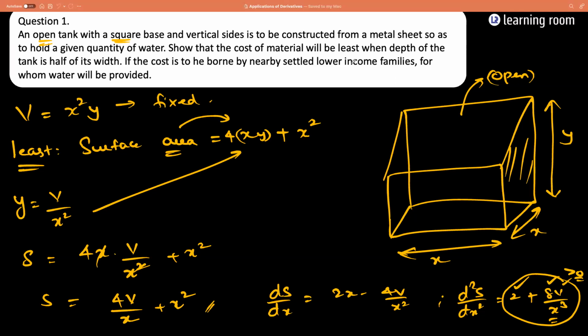So if I take this and substitute it, what do I need? Show that the cost of the material will be least when the depth of the tank is equal to its width. So y should be equal to x by 2.